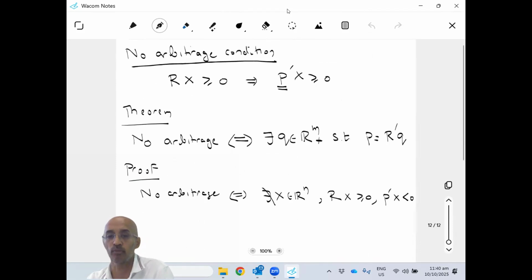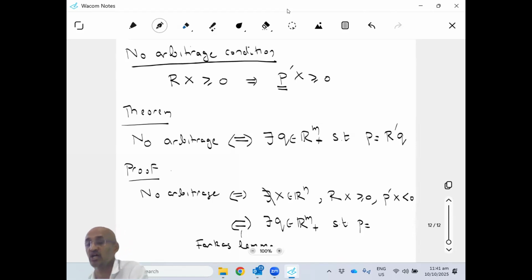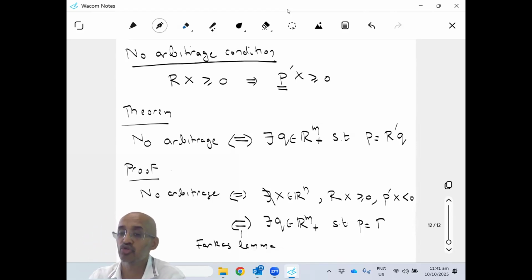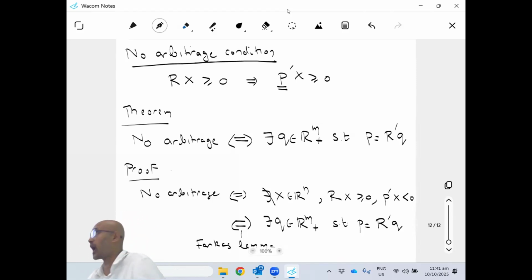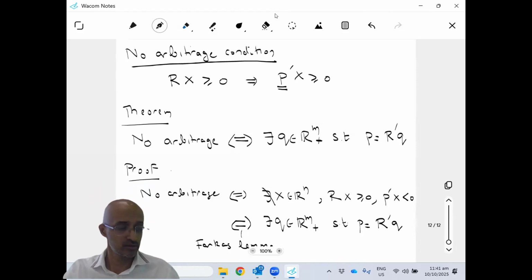So if you write that for this problem, from Farkas lemma, this says there exists a Q in Rm plus, so that, remember, P, the price vector, is in dimension n, and this Q vector is in dimension m. So this should be P equal to R transpose Q. So R is of size m by n, so R transpose is n by m.